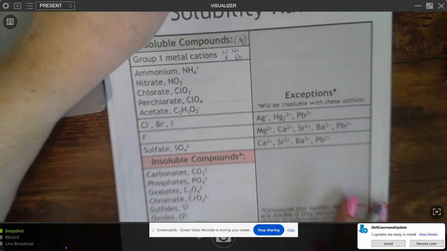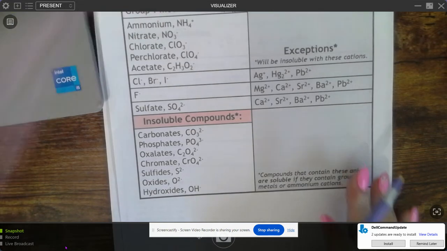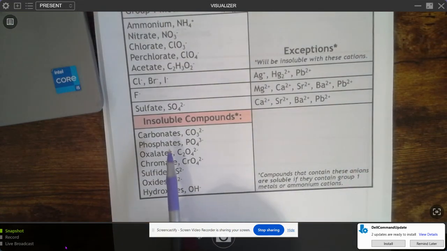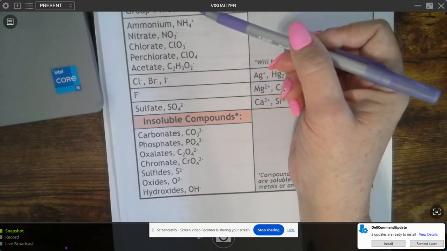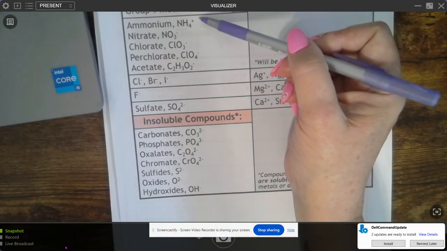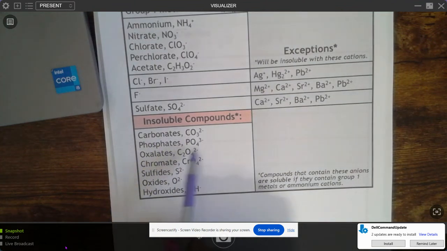Okay. Then we have a list of some insoluble compounds. These compounds are always going to be insoluble, unless, of course, they're combined with a group 1 metal or ammonium. Carbonates, phosphates, oxalates, chromates, sulfides, oxides, hydroxides.